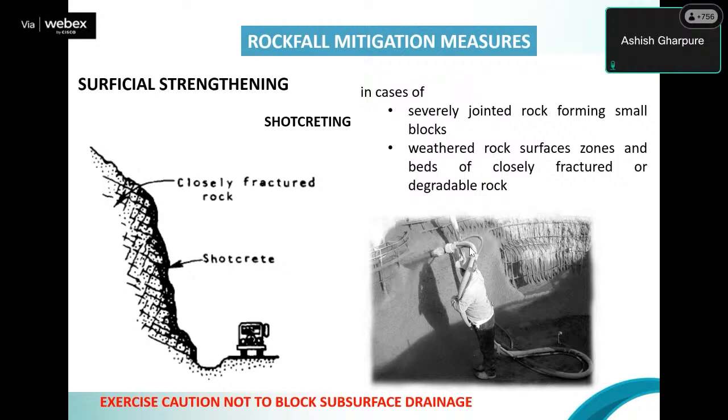Then coming to superficial strengthening, shotcrete is very popular, known and common. In cases of severely jointed rock formations, highly weathered surfaces, or surfaces susceptible to very fast weathering, I would recommend that. But one caution with this kind of measure is that shotcreting actually blocks the water flow, and that's what we do not want to happen.